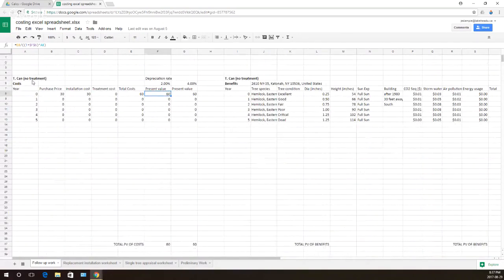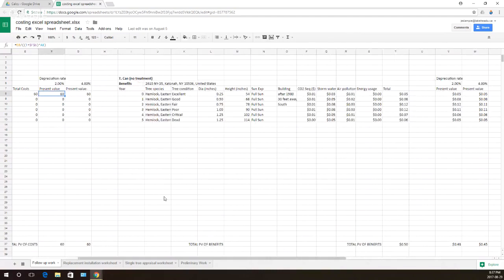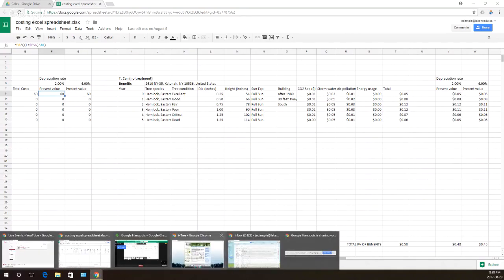In the first case, we have T. canadensis, no treatment. So we expect that it's going to die in like 5 years, but we can change that if we want. We're assuming right now the purchase price is $30, installation is $30, for a total of $60. And because there are no treatment costs in the following years, that's the only cost involved. And then moving over a little, we have the benefits. The way we calculated the benefits was based on iTree. So I'll show you how that looks.